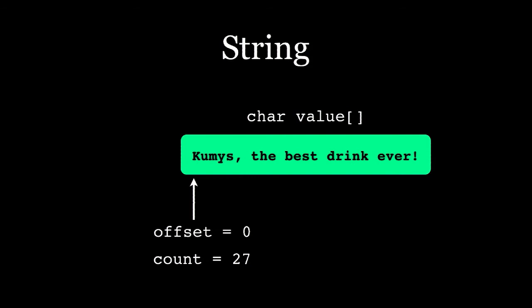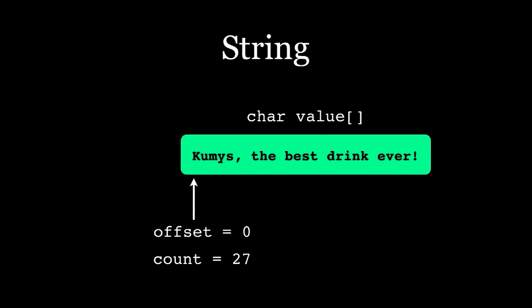This makes it really fast to do substrings, because in this case you can just adjust the offset to make it fast. As an example, if you have a string that says "Cummins is the best drink ever", with offset 0 and count 27, and you call a substring on that, what they're going to do is create a new string object where offset is going to be 7 and count is going to be 20. Right?